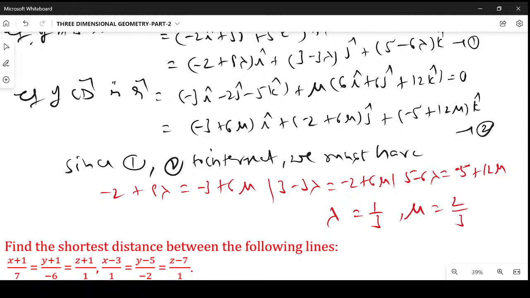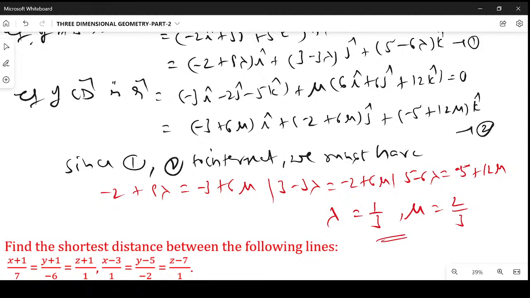It comes like this. You solve these two equations and find the lambda value and mu value, 1 by 3, 2 by 3. After finding the first two values, you can also verify the third equation. It should satisfy the third equation also. Using the first two equations, you find lambda and mu, then substitute in the third equation. It should satisfy it also. So correct, we got these two values.